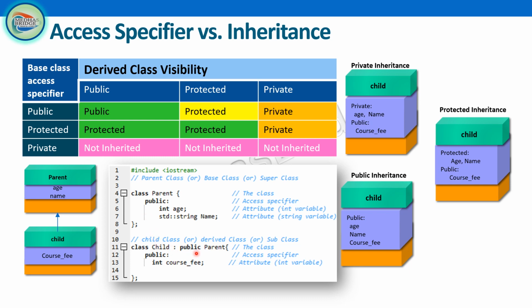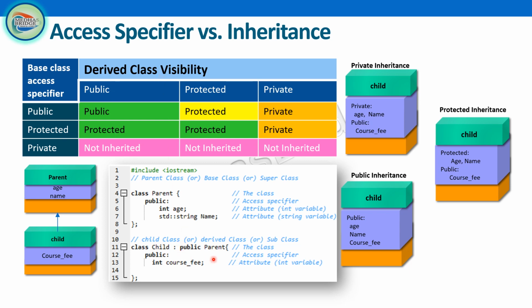If you inherit the base class as public, what that means is all the properties of the parent class can be inherited as is into the child, except private. Private access specifiers cannot be inherited into the derived class by definition, right? So public stays public in the derived class, protected stays protected in the derived class.